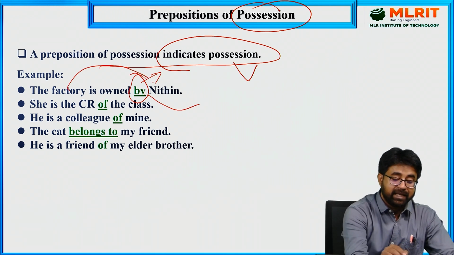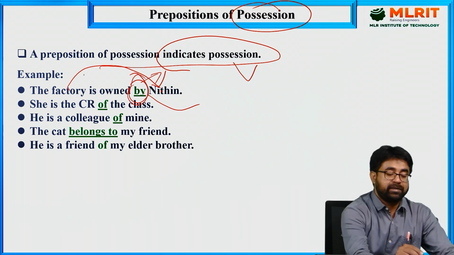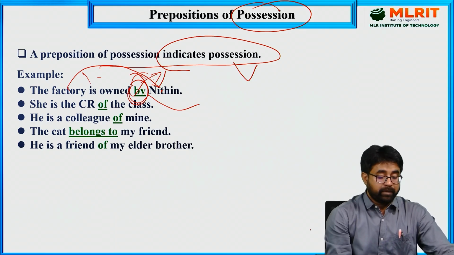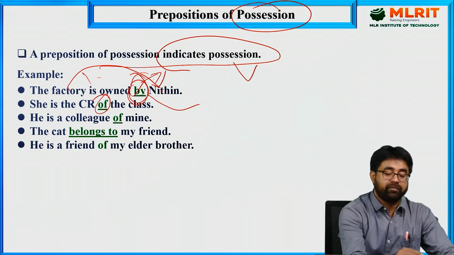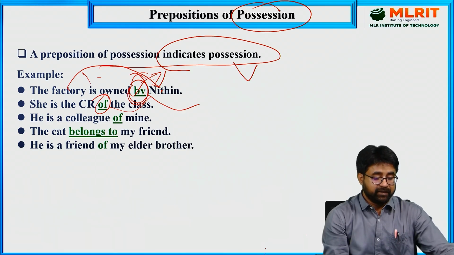The factory is owned by whom? Nitin. So "by" is actually establishing that possession relationship here. That's why it is an example of preposition of possession. She is the CR of the class. Again, it is indicating a preposition of possession, as you can see here.